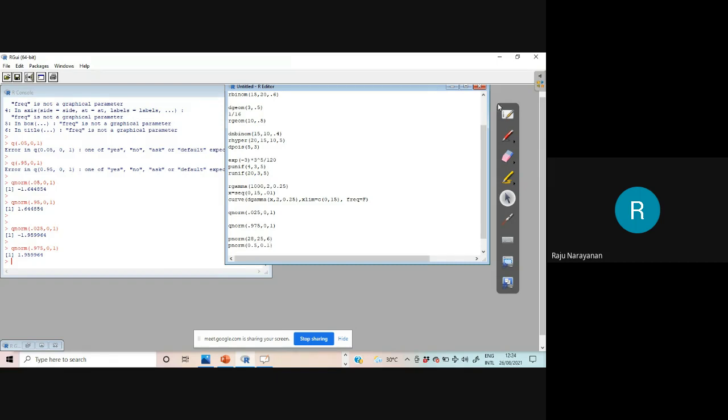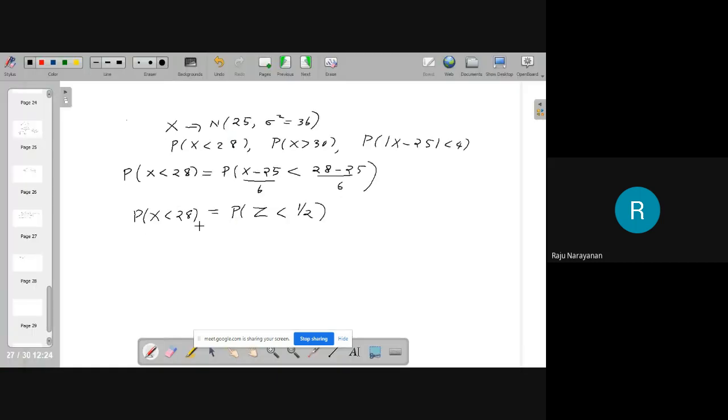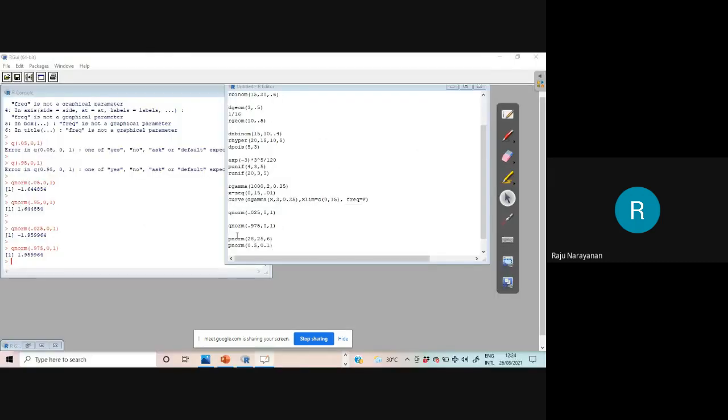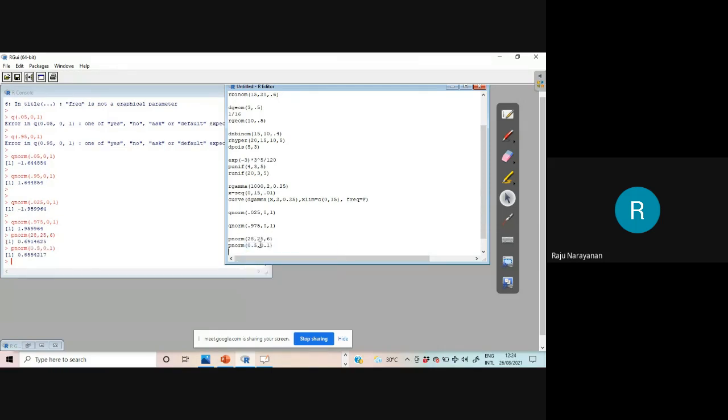These two things are equal, correct? The probability that X is less than 28 when X is normal with mean 25 and variance 36 is the same as the probability of Z less than half when Z is normal with mean 0 and unit variance. One table is enough, but in R, no problem. These two should be the same. Why? What happens?